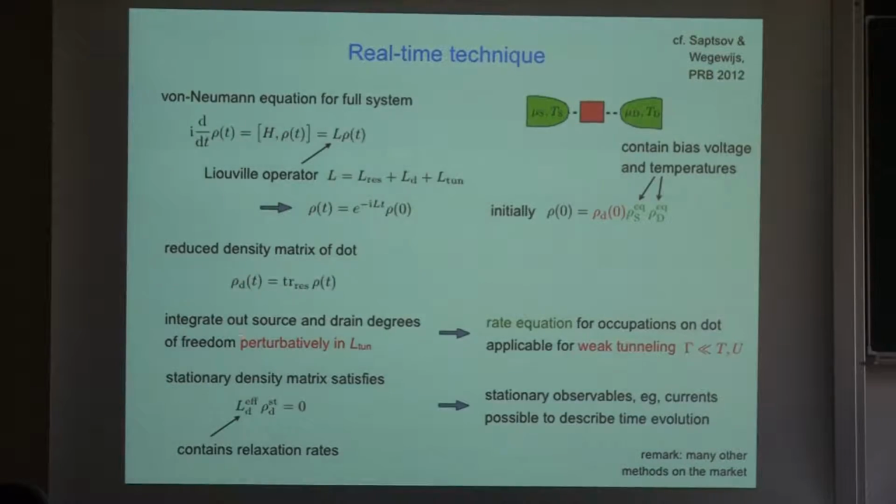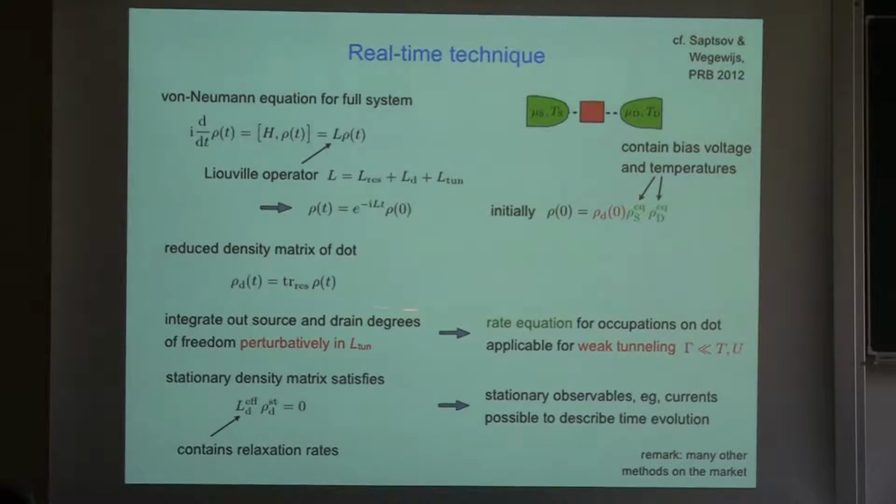And this is then done in practice perturbatively in this tunneling between the dot and the leads. And we will find some rate equation for the dot occupations, or in general for the density matrix of the dot. And since it's perturbative in this tunneling, this approach here is good if we have weak coupling between the dot and the lead. So gamma, this parameter, has to be much smaller than the temperature and the Coulomb repulsion.